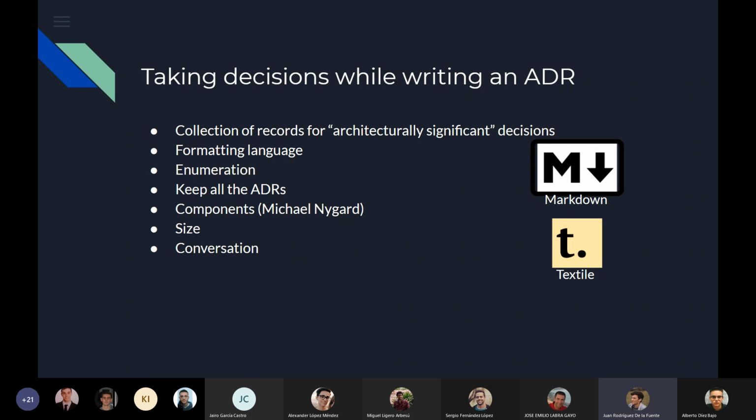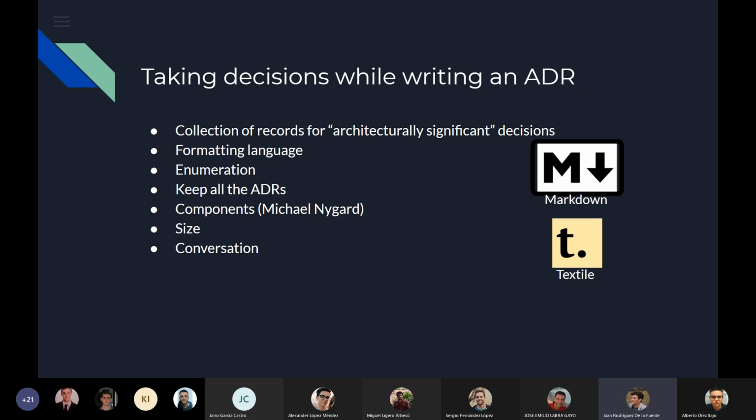Reusing again Alberto's words, an ADR is a short text file, so we could and should use a lightweight text formatting such as Markdown or Textile. There are several examples. ADRs will be numbered sequentially, and numbers will not be reused. It is very important to keep an old ADR if a decision is reversed, and change the status. We will talk about it later, but it is important because it is still relevant to know that it was a decision, but is no longer a decision. So we should keep all the ADRs even if the decision is changed.